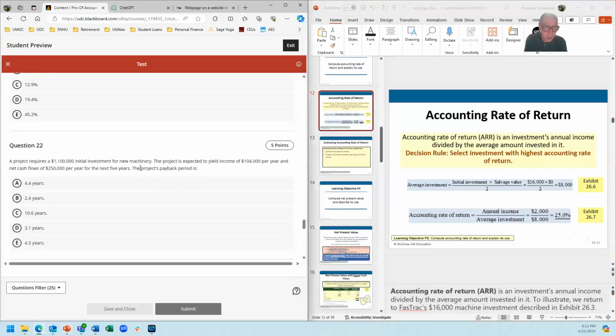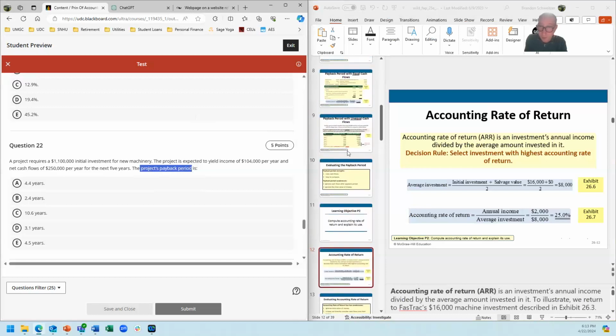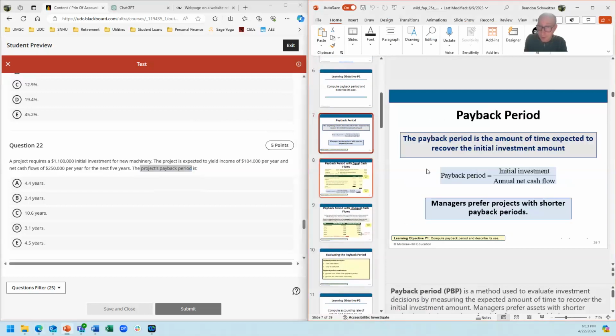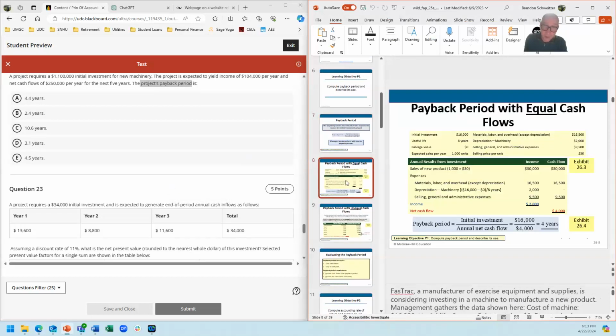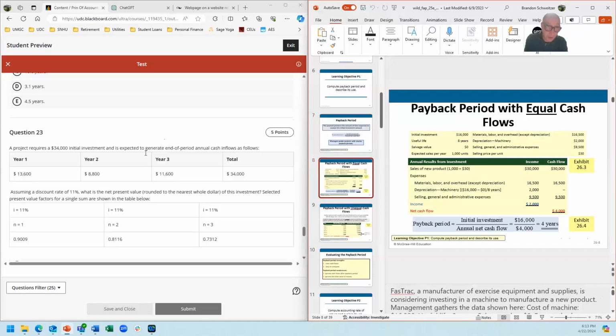Question 22, the project's payback period. One of my favorite and very important things to look at, payback period. Payback period formula is right here, so you'll plug those numbers in. And of course, look at the examples, yeah. Question 23, we are looking at the present value factors.